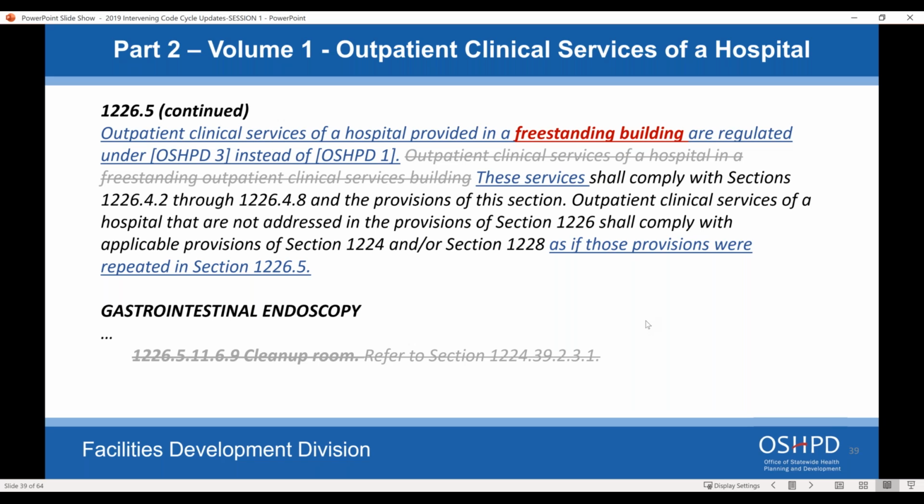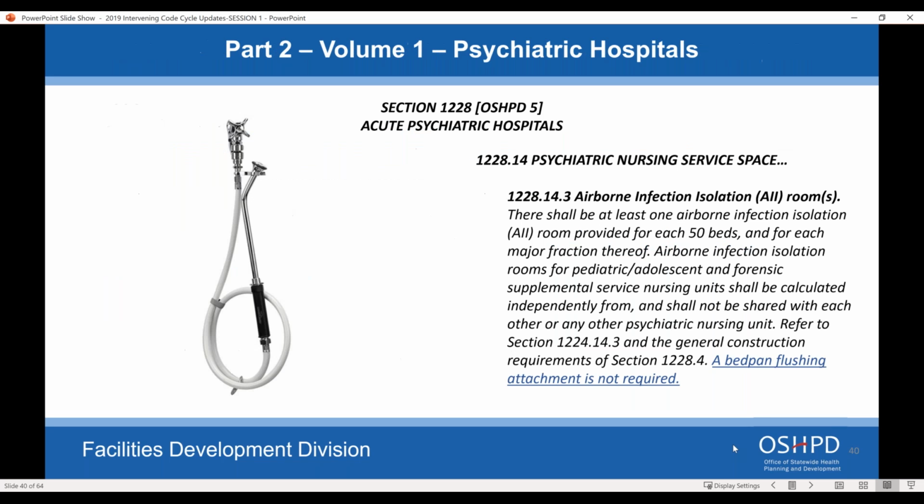So basically, they're trying to better align the requirements for different departments, no matter if it's outpatient or a hospital service or a clinic. GI endoscopy, this is just being removed. It was redundant. It aligned. There's already a requirement for a soil utility room, so we removed the cleanup room.